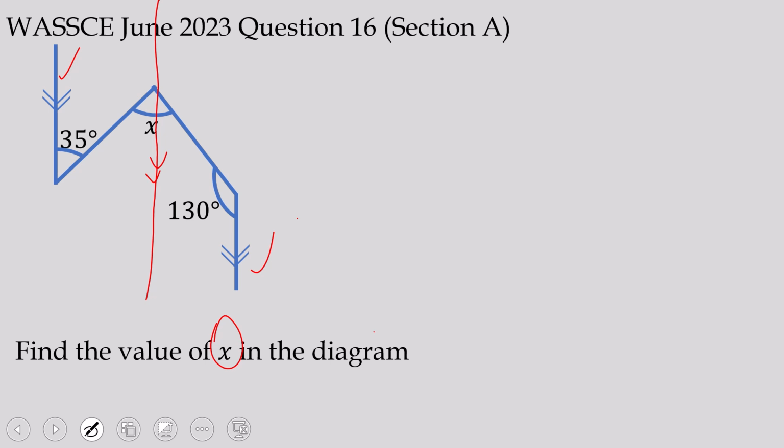Now I can get the Z shape. So this is my first Z shape. Meaning if this angle over here is 35, then this over here should also be 35. Then I can now consider this line and this line. I just extended the second parallel line. Now if this is 130, then this over here should be 50.